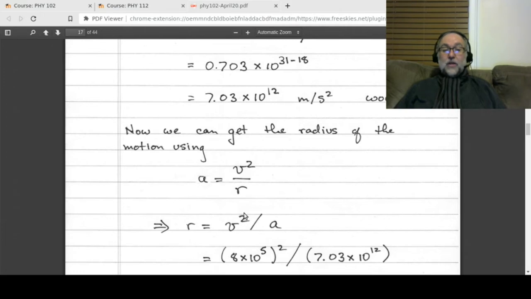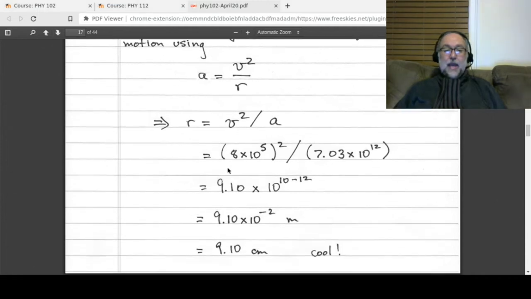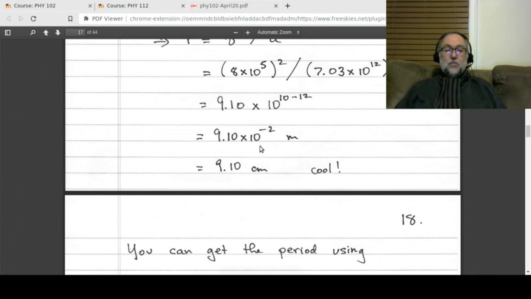What we want to find, though, is the radius, because that was one of the questions. One of the questions was the radius, and the other one was the cyclotron frequency. So I'm just rearranging this equation: if I multiply by r and divide by a, I get this rearrangement. Now v is the velocity of the charged particle. If you remember, it's that 800 kilometers per second, converted to MKS. So there's the velocity of the solar wind divided by a, which we just calculated. Doing the division, it turns out to be 9.1 times 10 to the minus 2 meters, or 9.1 centimeters.